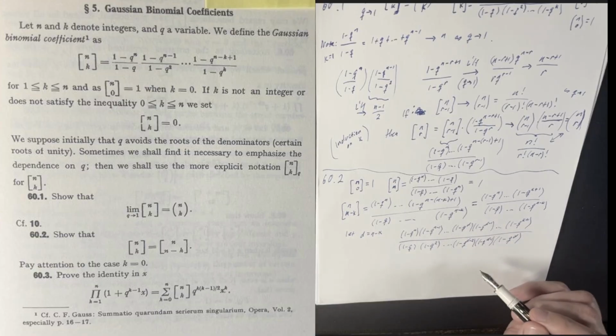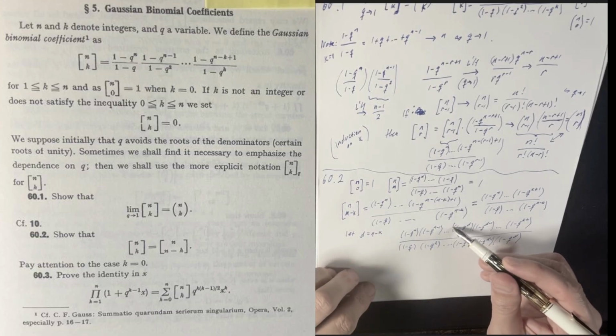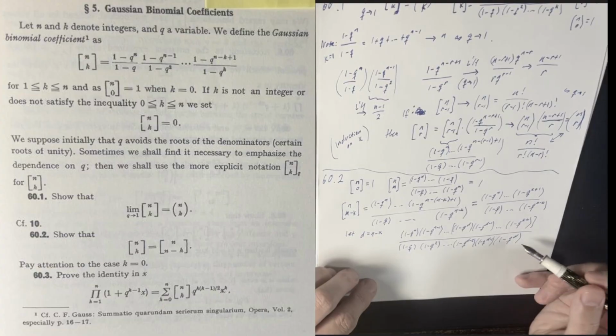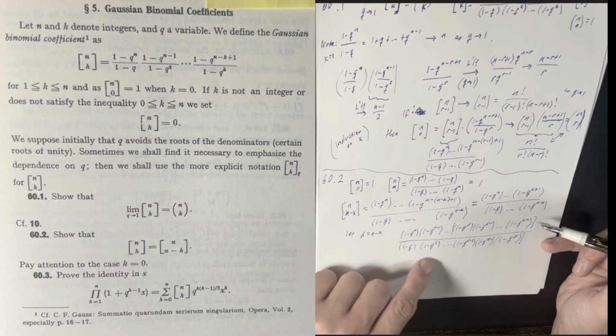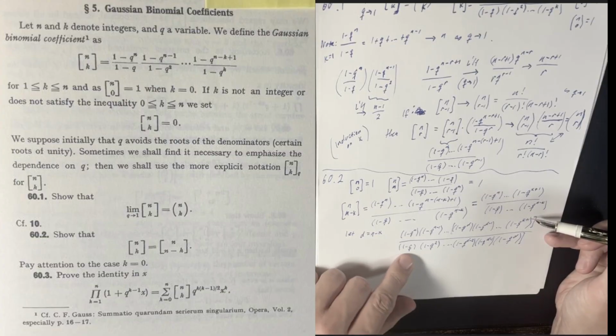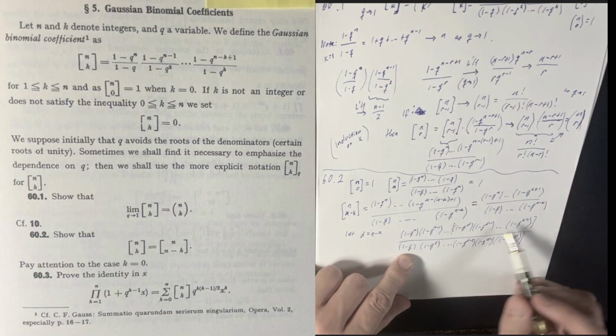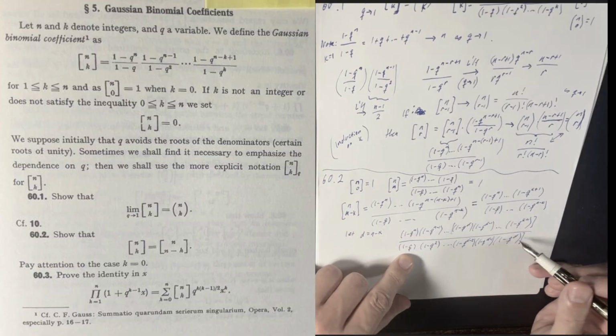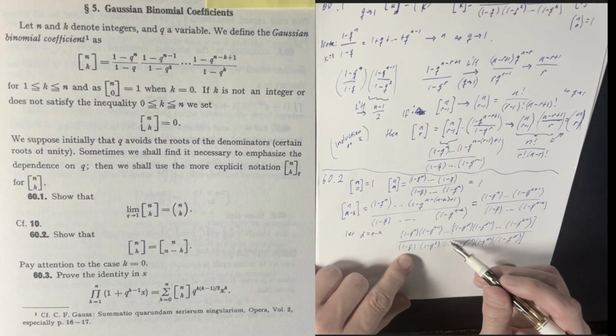Everything, all of this cancels. Unless what? Unless k plus 1 is like, but we already covered the case of k being 0, so never mind. So all this cancels down to some point.